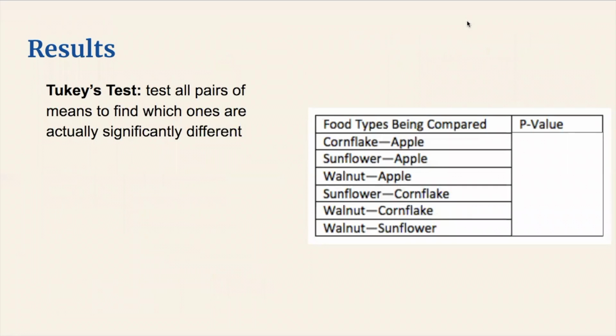So we did know that there was a difference, but we didn't know between which foods there was a difference. So in order to figure this out, we did a Tukey's post hoc test, which just compares all of the pairs of means to find which ones are actually significantly different.